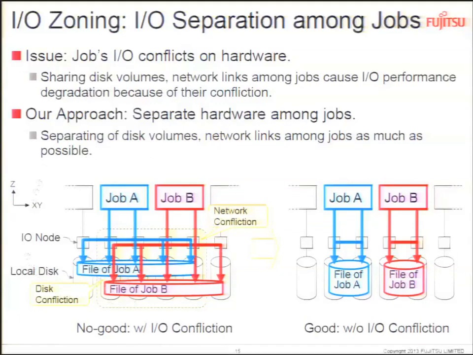So here is an illustration. Job A and job B share the disk volume and interconnect, and this is also a problem. So we allocate each job to a local I/O node.